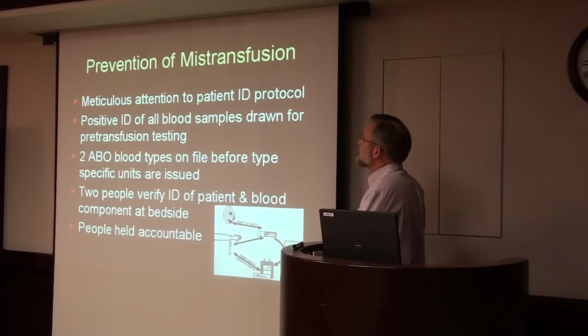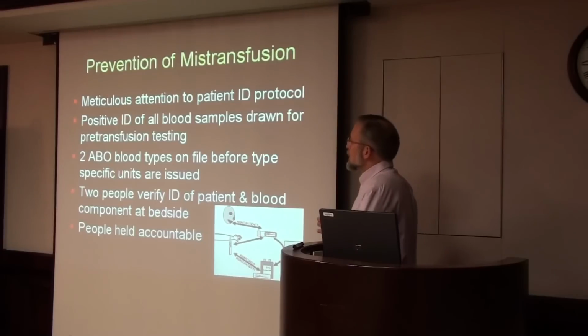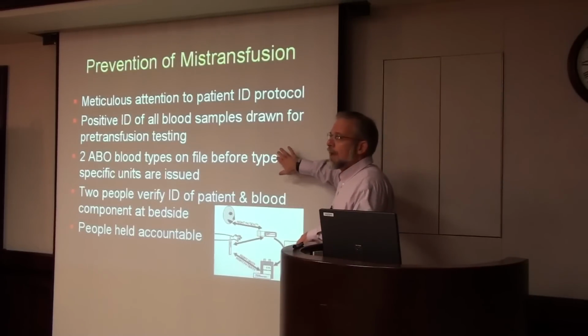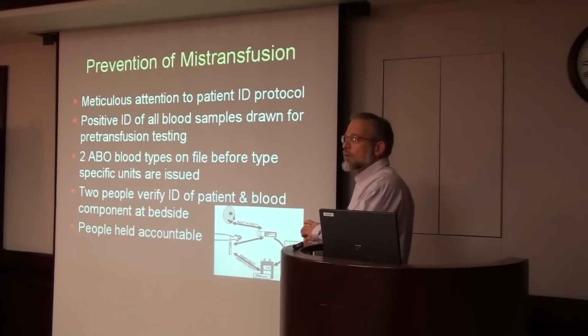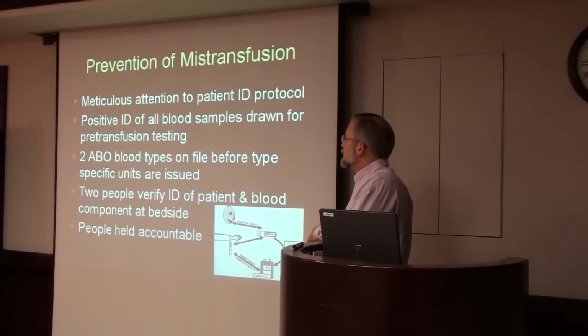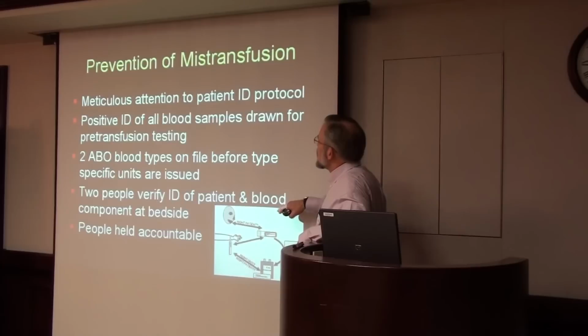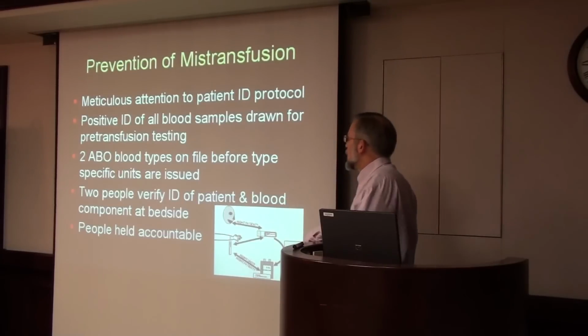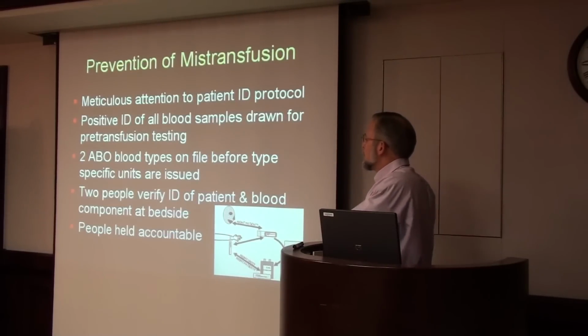As far as preventing these kind of reactions in the future, it really all gets down to paying a lot of attention to patient identification protocols, positively identifying all the blood samples that are drawn for the pre-transfusion testing. We now have a policy in the hospital that we do 2 ABO blood types on every patient before we'll issue type-compatible blood. If we don't have that, we'll only issue Group O blood. That's why it's important that 2 people verify the identification of the patient and the blood component at the bedside before the transfusion is started. And we just have to hold people accountable for this protocol.